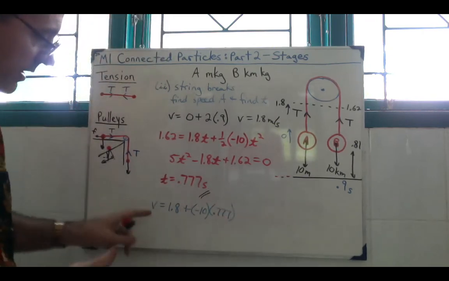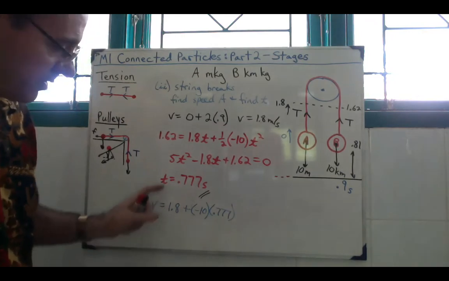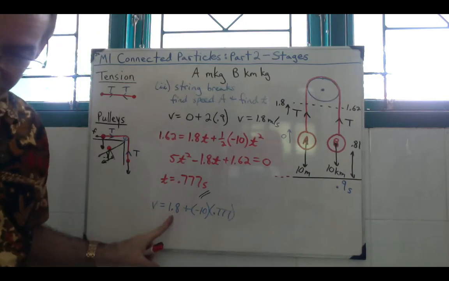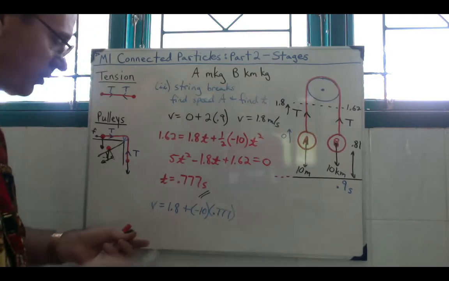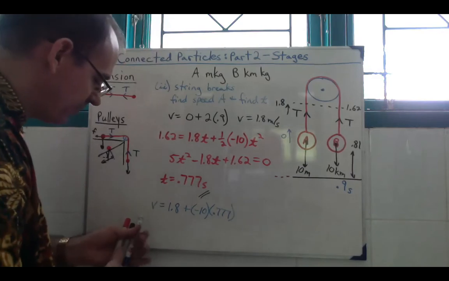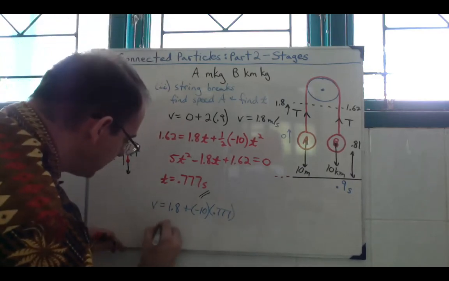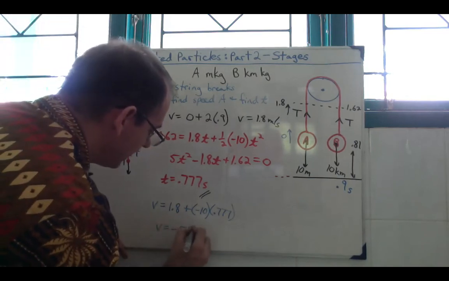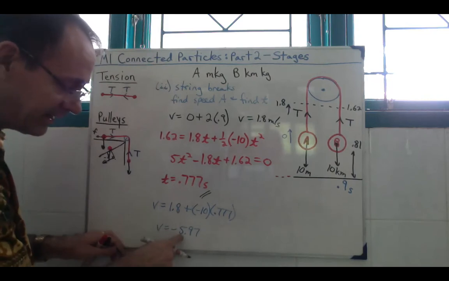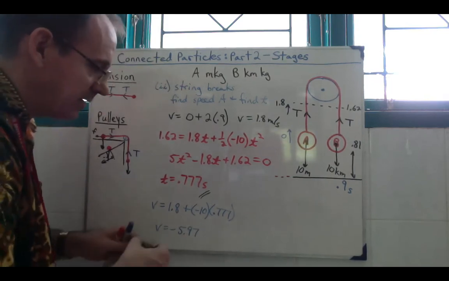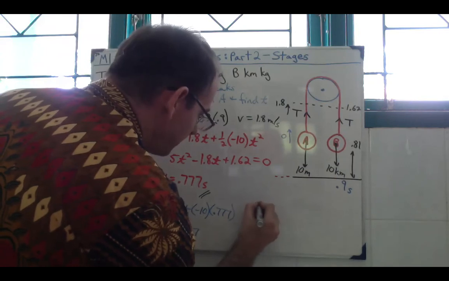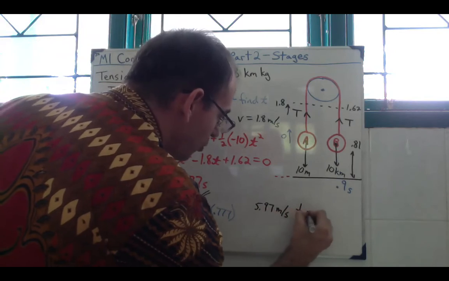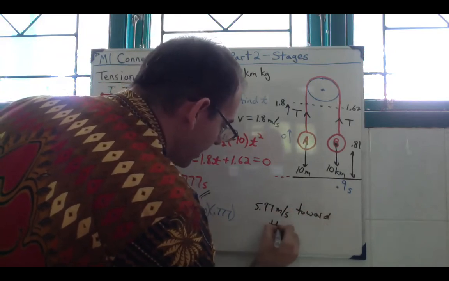So here's v equals u plus at, but this is stage 2 after the string is broken, and our initial velocity is the 1.8. And when you solve this one, you end up with your final velocity being a negative 5.97. And a negative 5.97 means that it's 5.97 meters per second toward the ground.